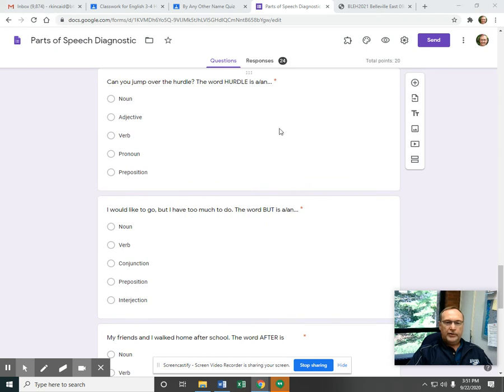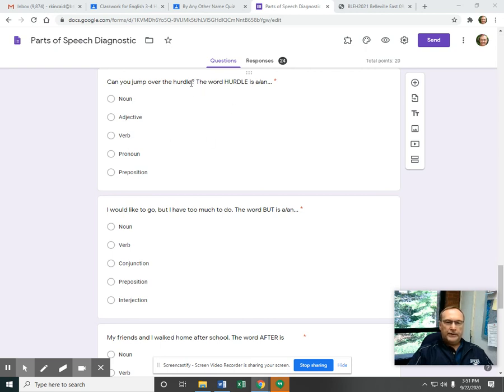Can you jump over the hurdle? The word hurdle is a noun. In this case, we're talking about a specific hurdle. We're talking about an object that people jump over when they're doing track and field.